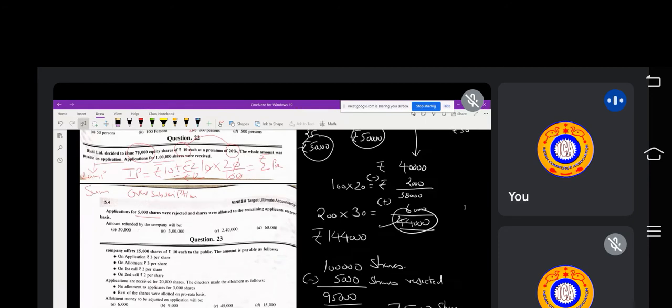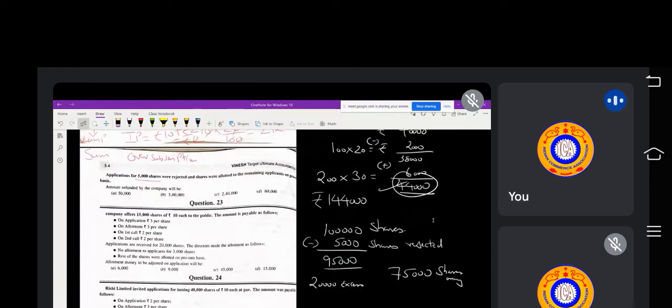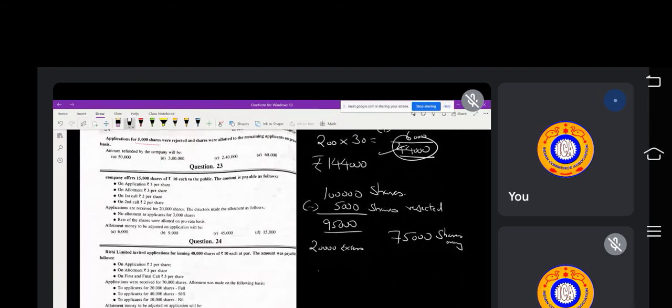5,000 shares have been rejected and shares are allotted to the remaining applicants on pro rata basis. So what is the pro rata basis? Simple. Applied and allotted. In the applied, 95,000 shares have been applied. For this, we are going to issue only 75,000. So 95 is to 75 is the proportion. This is what we call pro rata allotment. So on proportional basis, you allocate these shares to the applicants.